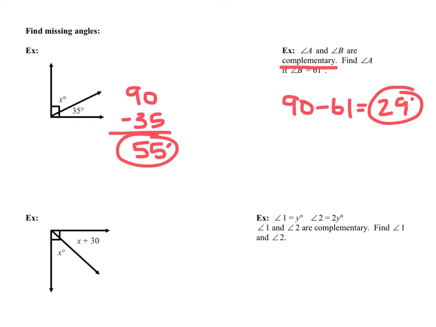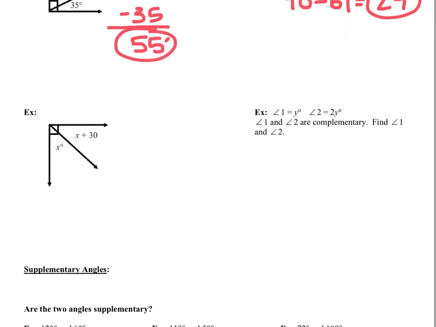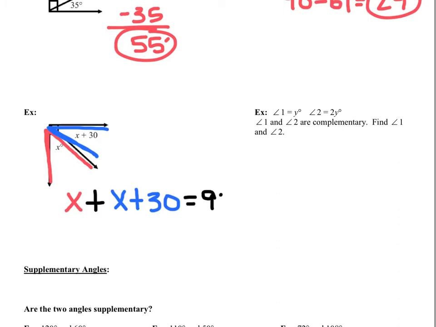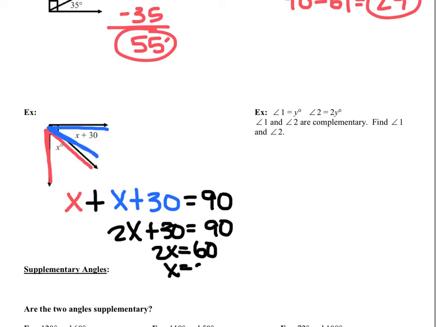These examples down here, you probably want to approach using an equation. So you have this angle right here, which is x. This angle right here, we can see they're complementary because they form a right angle, so that means they're going to add up to 90. So I could add the red angle and the blue angle, and they would add to 90. If I keep going, I'd get 2x plus 30 equals 90, 2x equals 60, x equals 30.